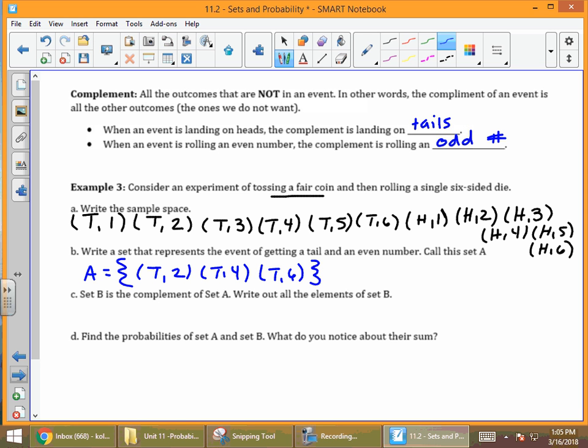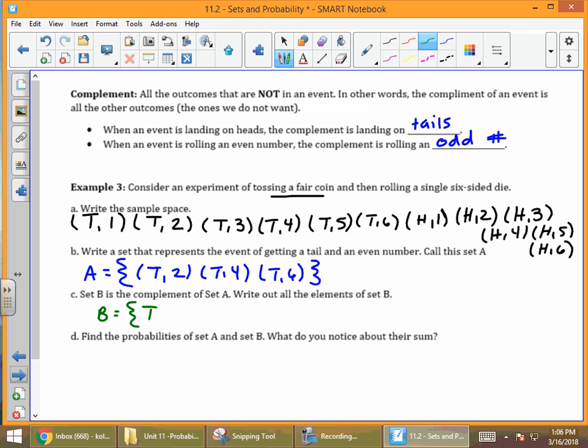Set B is the complement of set A. Write out all the elements of set B. So again, complement is all the things that don't fit in an event. If the event is getting a tails and an even number, the complement of that is not getting a tails and an even number. So it's all the heads and all the ones that are tails and odd. All the ones that we did not write in the first set, we are writing in the second set. All the leftovers. All the ones that don't fit in A are its complement. It's going to go in B.